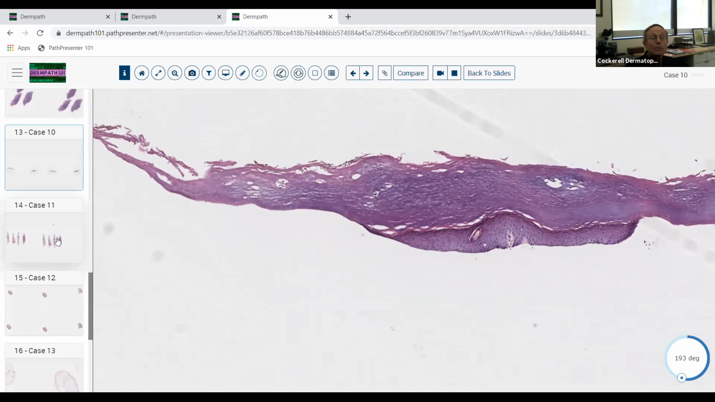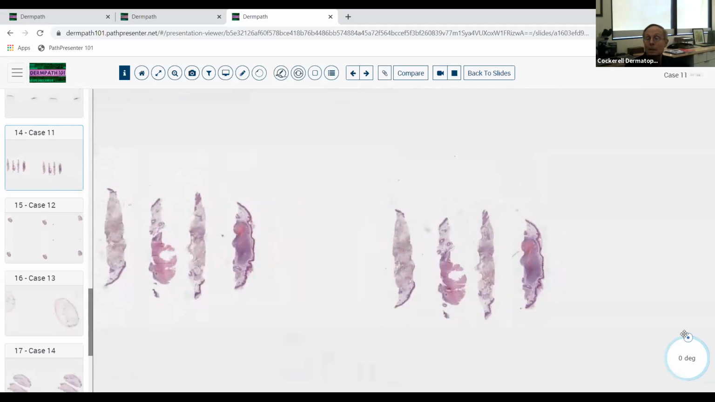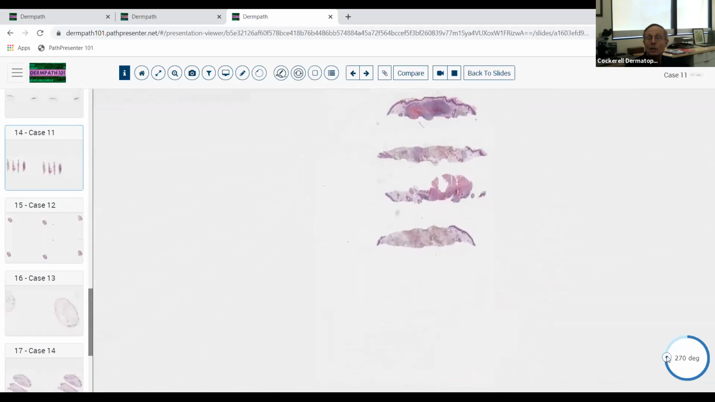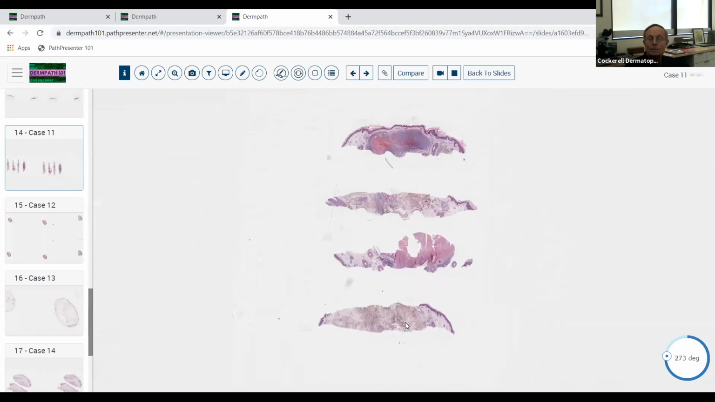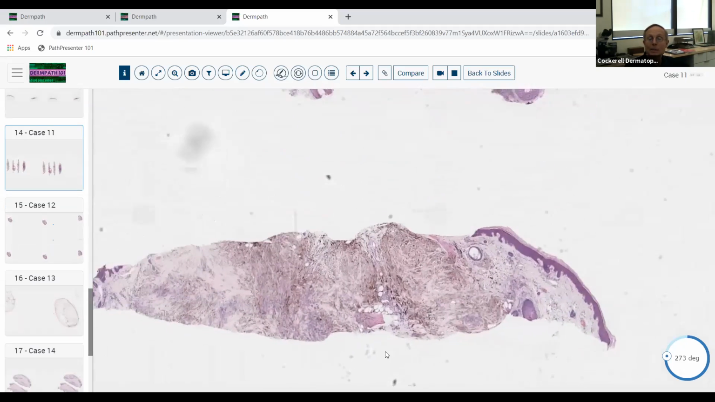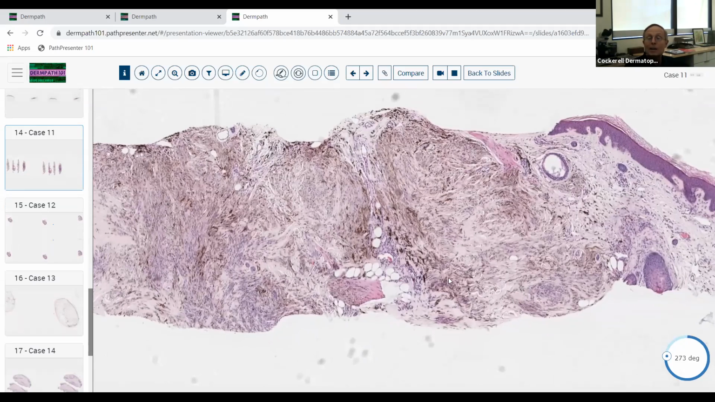Okay, case number 11. And this was an interesting case here. Once again, we got multiple pieces of skin here, and let's look at this piece first down here. So it's kind of fragmented, but it is kind of valuable.